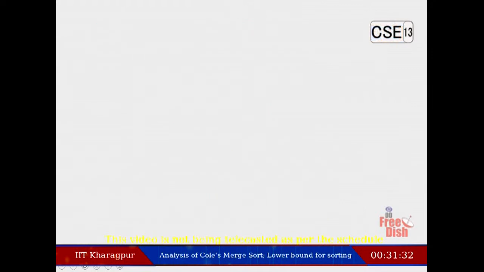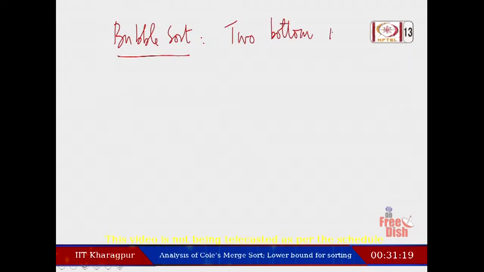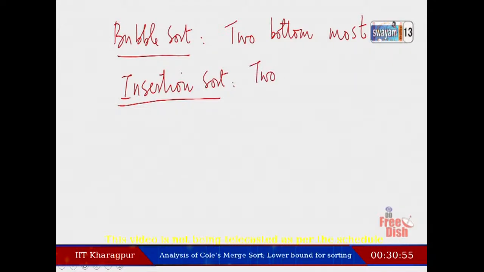For example, in the case of bubble sort, we compare the two bottommost elements. These are the two elements to be compared first, irrespective of the input. So this is a fact that is hard coded in the algorithm. In the case of insertion sort, we would be comparing the two leftmost elements.